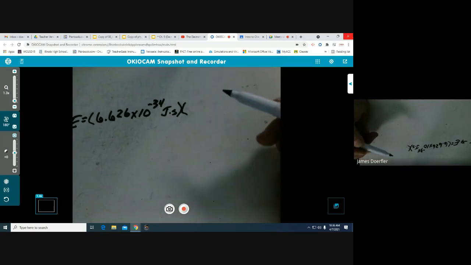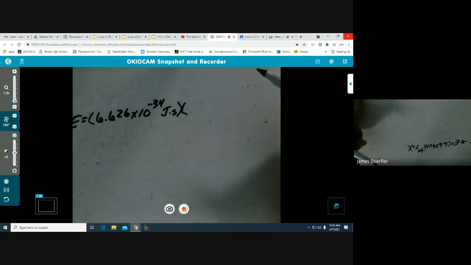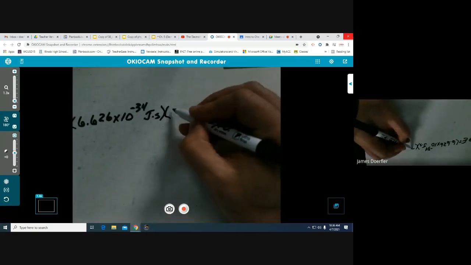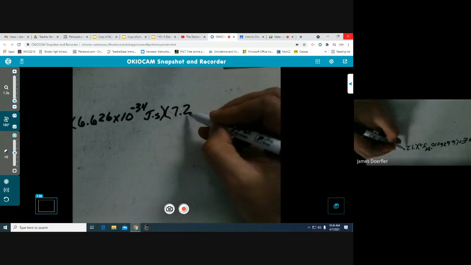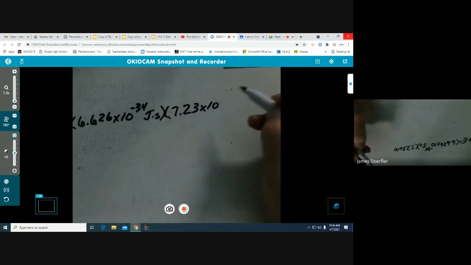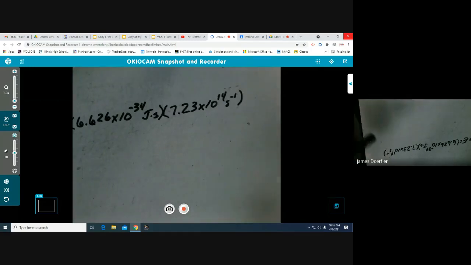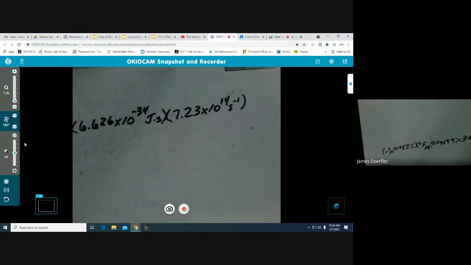And we multiply by the given frequency in the problem of the violet light, which they said had a frequency of 7.23 times 10 to the 14th s to the minus 1. I'm going to zoom out so you can see this a little better.